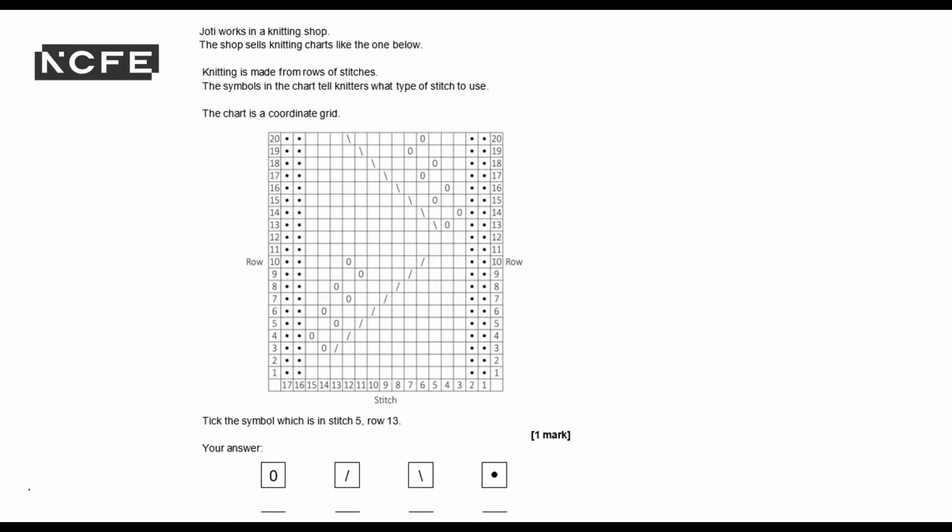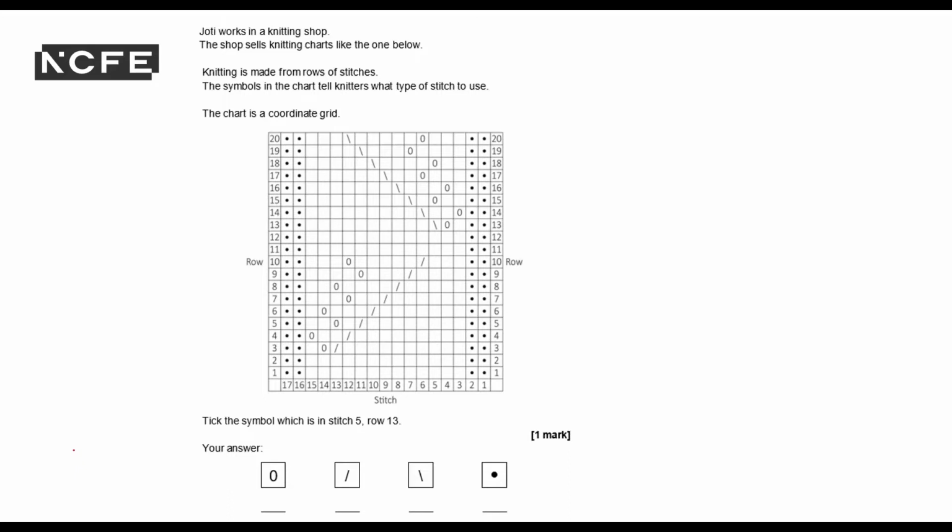Jyoti works in a knitting shop. The shop sells knitting charts like the one below. Knitting is made from rows and stitches. The symbols in the chart tell knitters what type of stitch to use. The chart is a coordinate grid. And we need to tick the symbol which is in stitch 5, row 13.